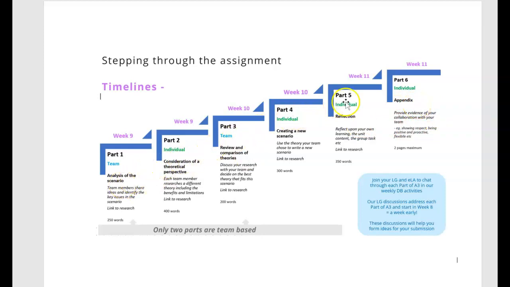This is how we're going to step through the assignment, and this is our timeline for it. So in week 9, you're going to complete parts 1 and 2. In week 10, you're going to complete parts 3 and 4. And then you're going to finish off parts 5 and 6 in week 11. And we've stepped this out for a very specific reason.